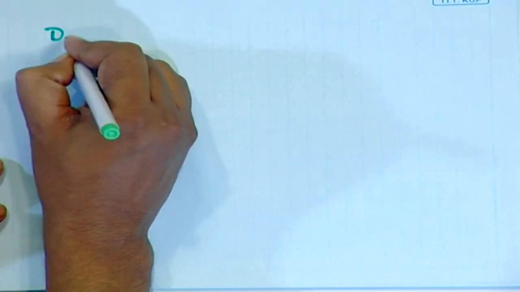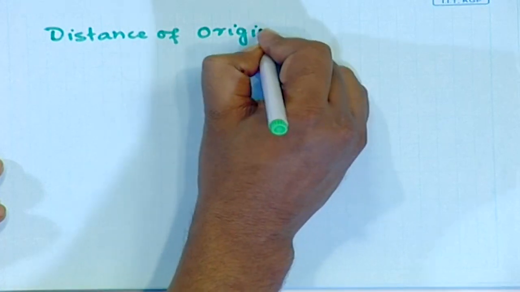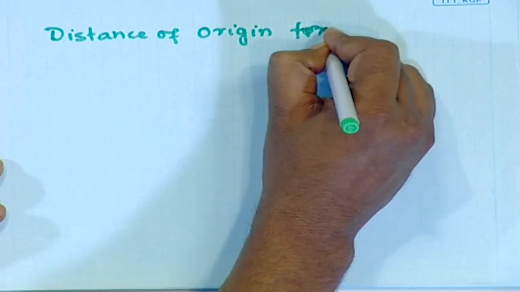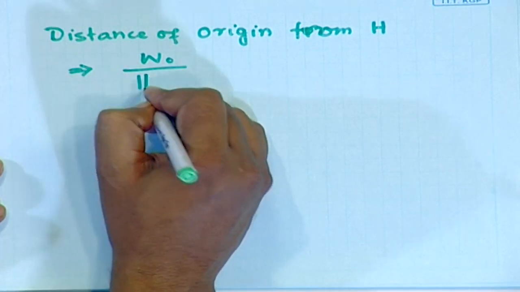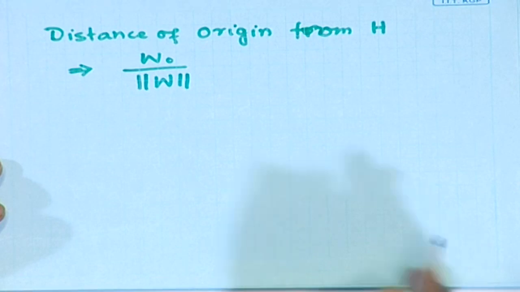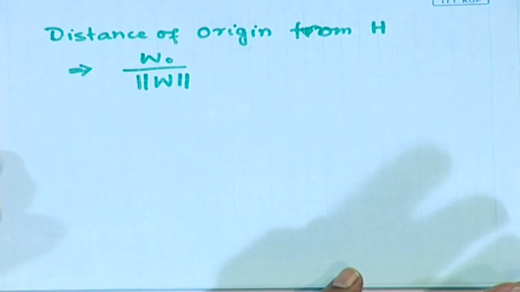And what is the distance of the origin from the hyperplane? That is simply given by w naught upon mod of w. Okay. So, here if w naught is positive, then the origin lies on the positive side of the hyperplane. If w naught is negative, then the origin lies on the negative side of the hyperplane. Okay. And if w naught is equal to 0, then the hyperplane passes through the origin.